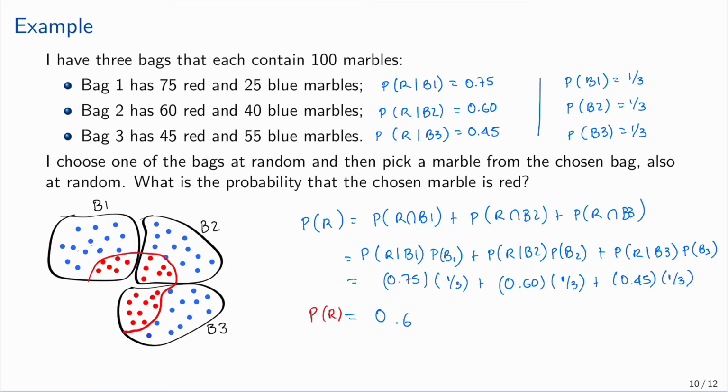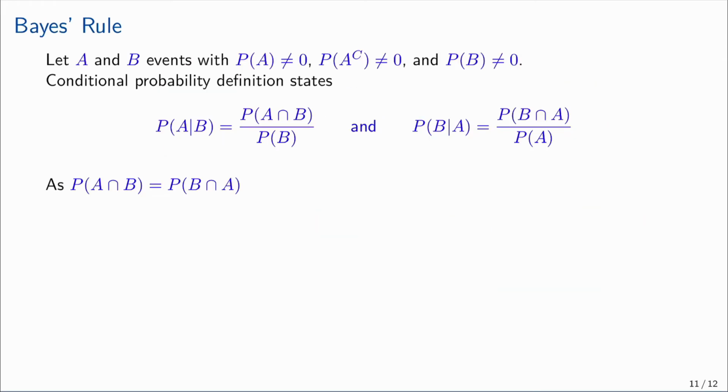Now we can extend further by defining the Bayes rule. Now let's consider two events, A and B, where the probability of A is different from 0, the probability of its complement is different from 0, and also we have another event, B, whose probability is different from 0.